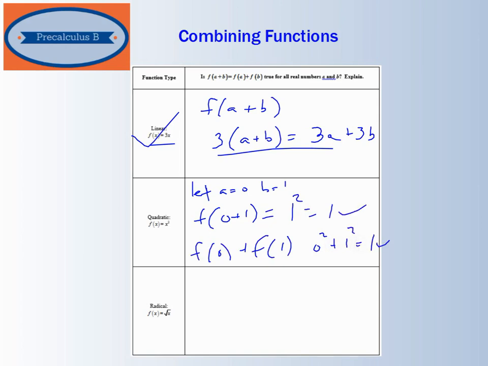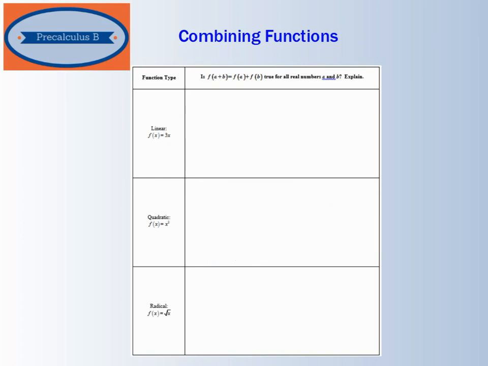But it worked for those numbers. Would it work for everything? In the first example, when we looked at the linear, we used variables, so we could say that will work for everything. In this example, we just plugged in a couple of numbers. Well, let's try another set of numbers. What if I say let a equal 2 and b equal 3?